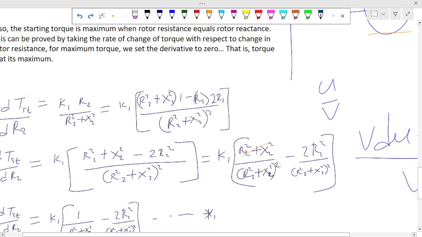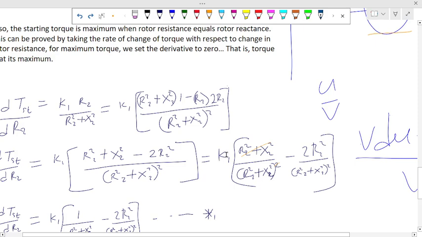won't go further into that. After all, we are just trying to prove that at maximum torque, reactance equals rotor resistance. Okay, so let's simplify this further. K1 comes this way, and then we'll just open this bracket. 1 multiplied by everything here, they remain the same. Minus this multiplied by this, what do you get? 2R2 squared. 2R2 squared, okay? The bottom remains the same.